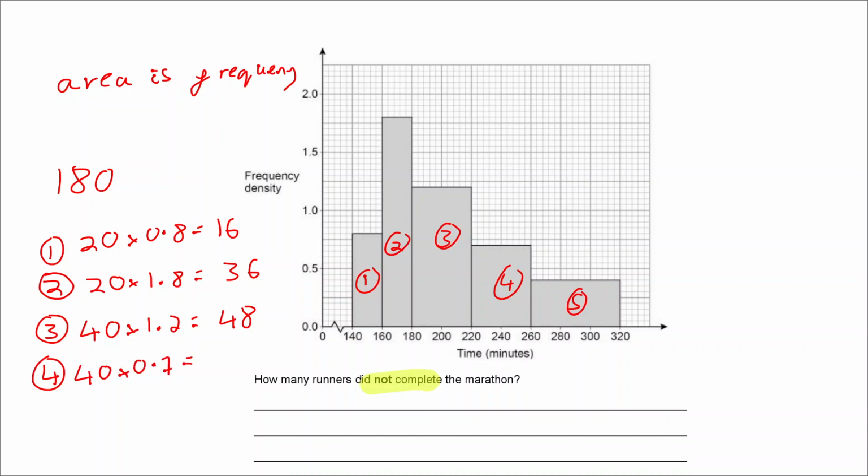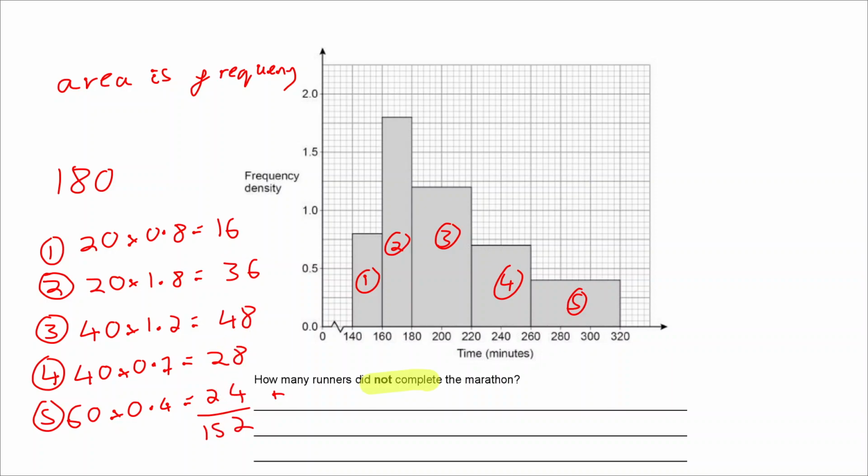That gives you 28. And then number 5, the base of it is 60 and the height of it is 0.4. So 60 times 0.4 gives you 24. Now if I add these all together, I get 152. If I add these numbers here, 16 and 36, 48, 28, 24, I get 152.